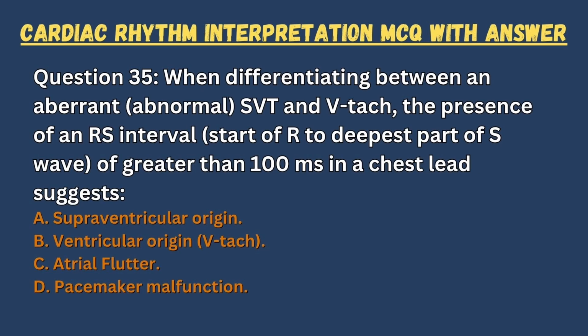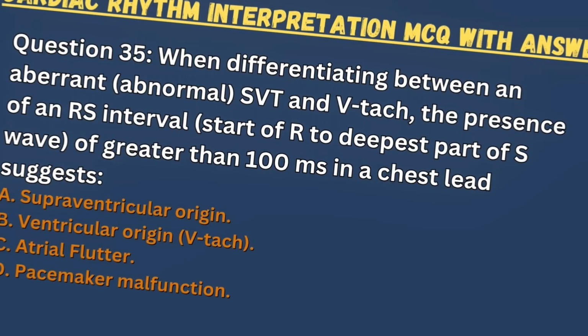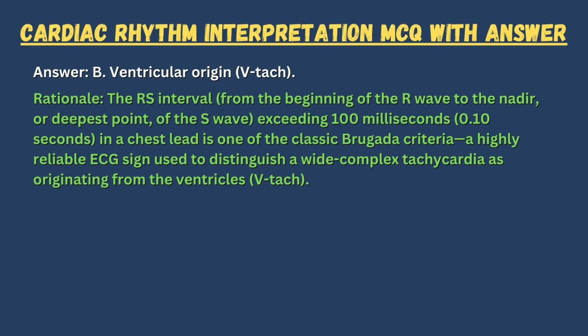Question 35. When differentiating between an aberrant abnormal SVT and V-Tach, the presence of an RS interval, start of R to deepest part of S wave, of greater than 100 milliseconds in a chest lead suggests: A. Supraventricular origin. B. Ventricular origin, V-Tach. C. Atrial flutter. D. Pacemaker malfunction. Answer: B. Ventricular origin, V-Tach.